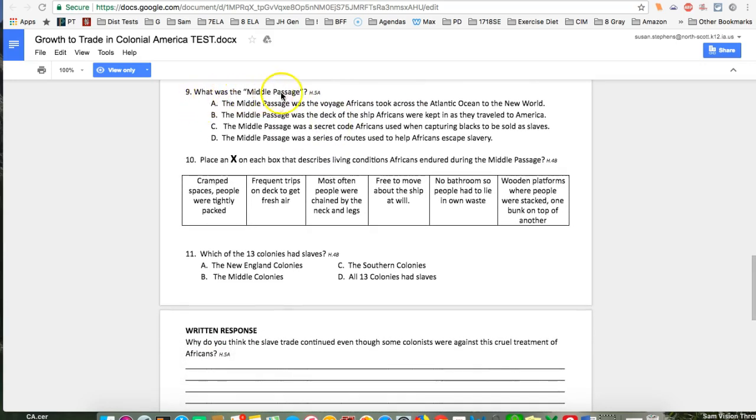9. What was the Middle Passage? A. The Middle Passage was a voyage Africans took across the Atlantic Ocean to the New World. B. The Middle Passage was the deck of the ship Africans were kept in as they traveled to America. C. The Middle Passage was a secret code Africans used when capturing blacks to be sold as slaves. D. The Middle Passage was a series of routes used to help Africans escape slavery.